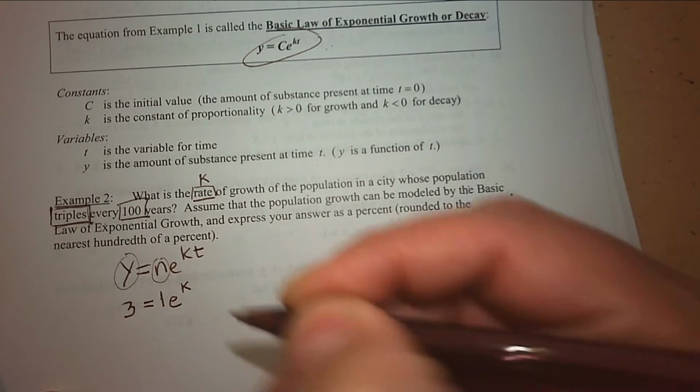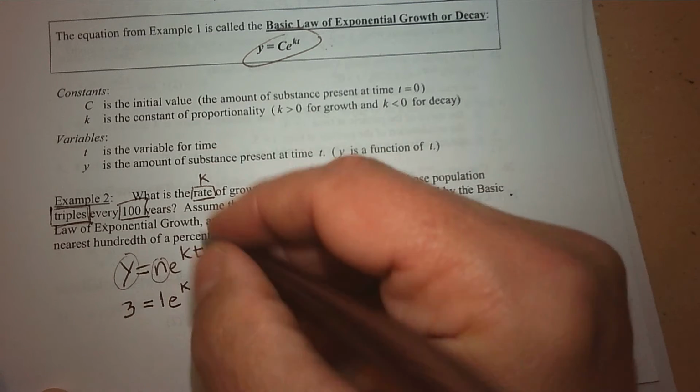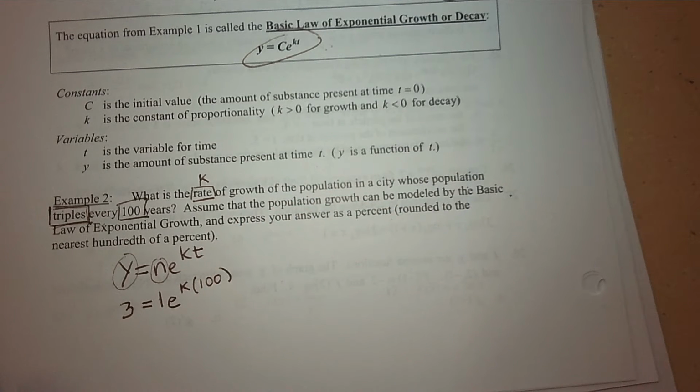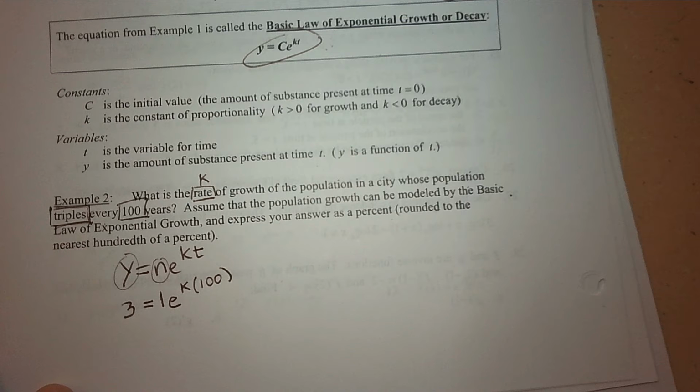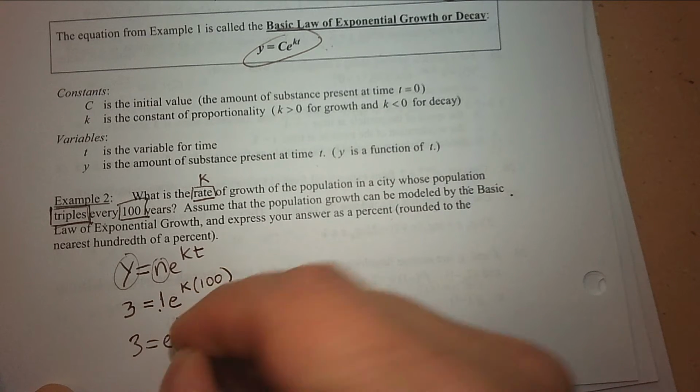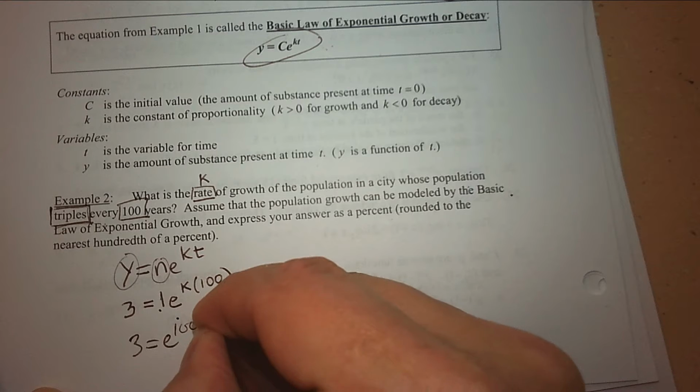What do I not know? K. And then T is how many years? And what I need to do is solve for K, and that's what it's asking for. So how do I get K by itself? First of all, 1 times anything, it's just e to the 100K.